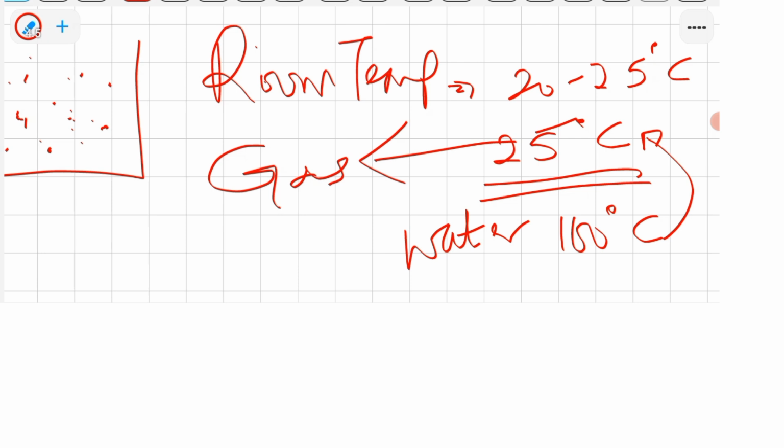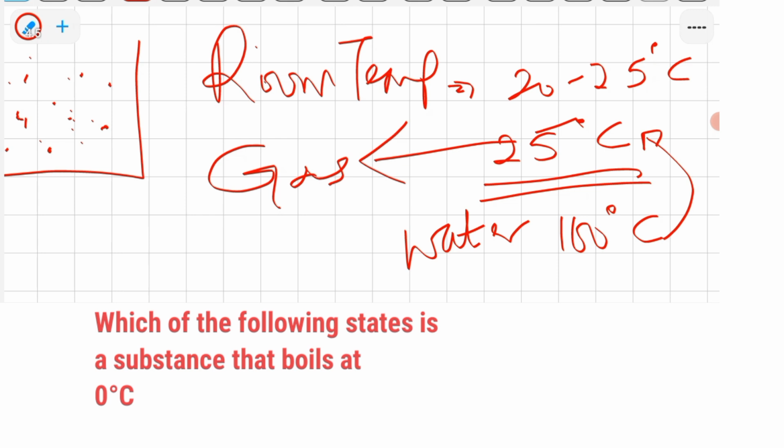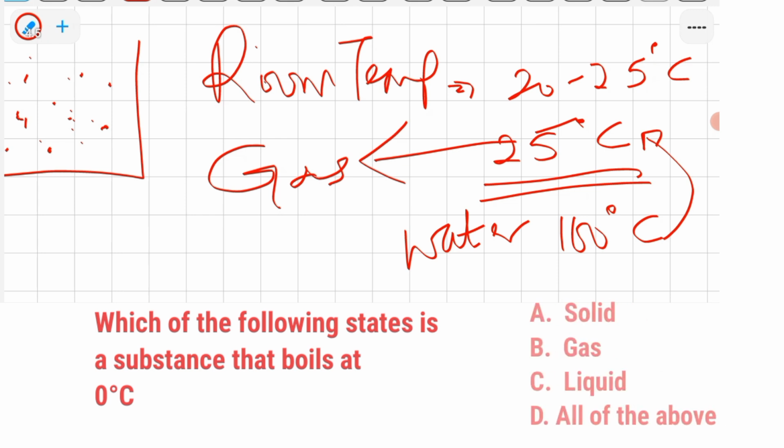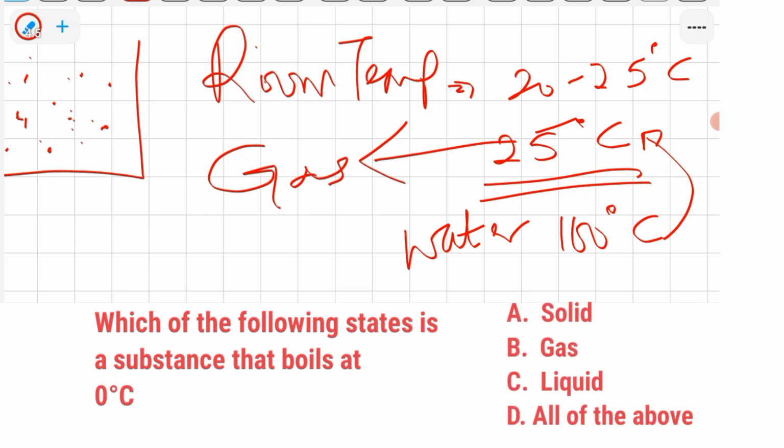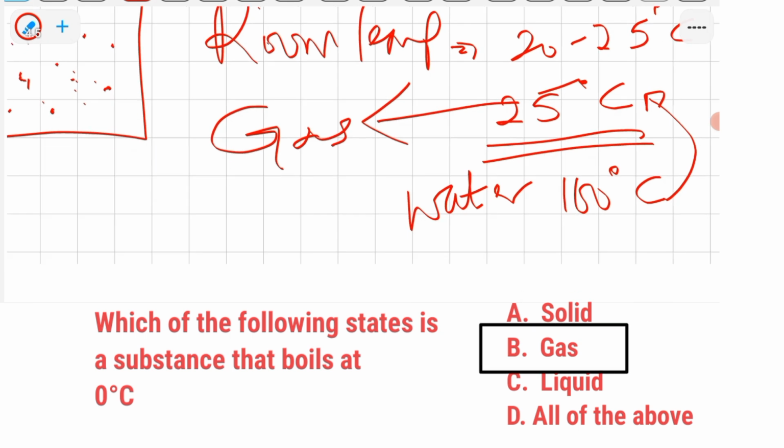So they can ask you this kind of question, for example, in which of the following states is a substance that boils at 0 degrees C? You can see the states that are given, so you can easily see that the answer is option B, which is the gas. So let's take the next part now.